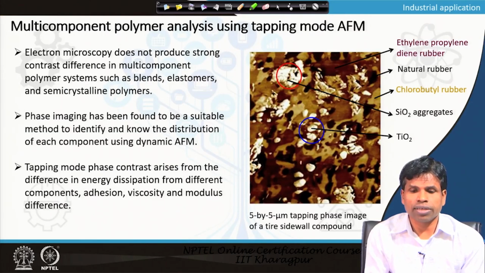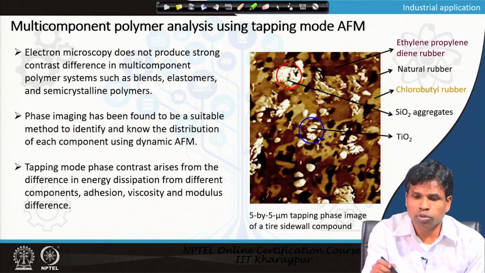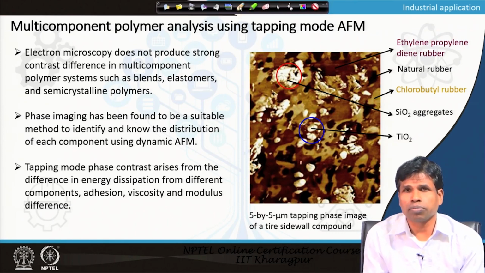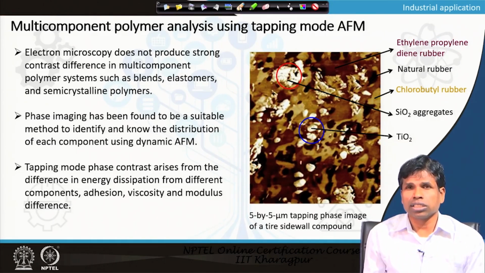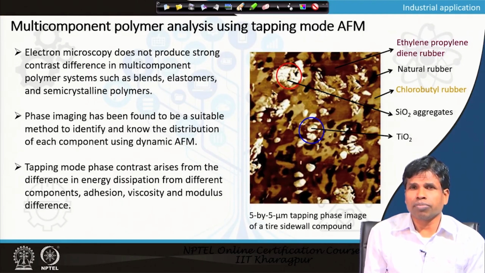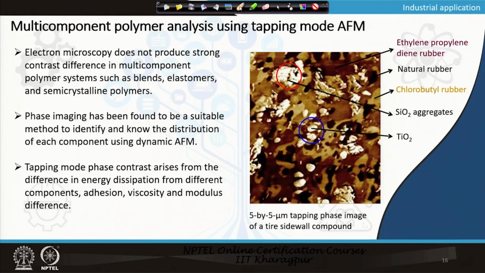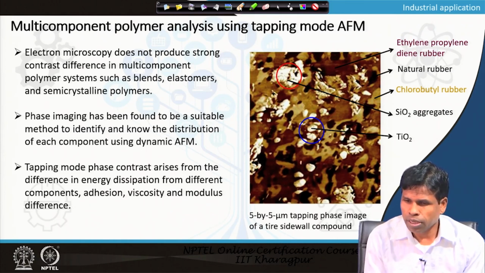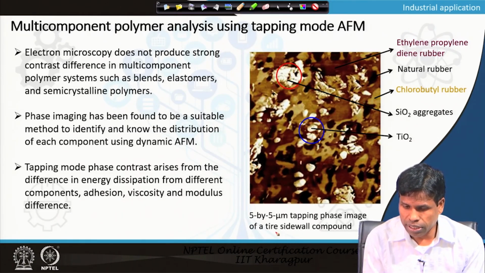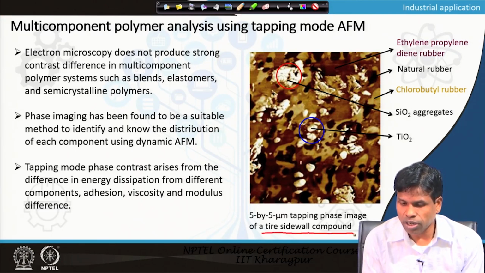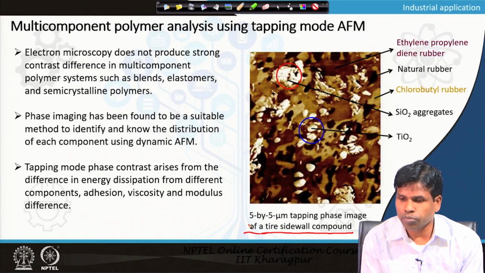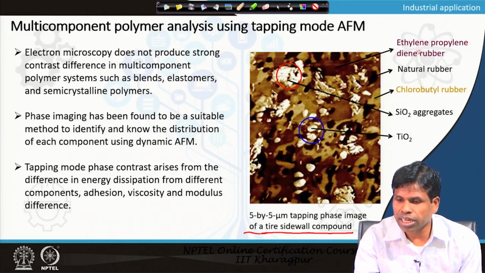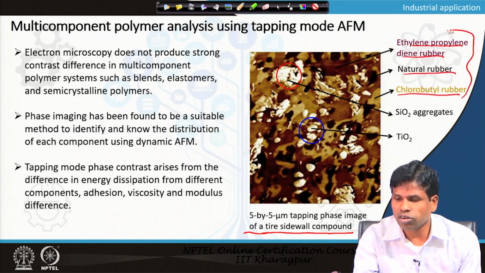Multi-component measurements in polymers: we have seen that polymers and rubbers etc. are made up of carbon materials, and in scanning electron microscopy, if they are all carbon materials, we cannot differentiate the phases. But here in the atomic force microscope, we can differentiate. For example, this is a rubber sample, a tire sidewall compound, and this tire sample has many components like ethylene propylene diene rubber, natural rubber, chlorobutyl rubber etc. These are all carbon materials.